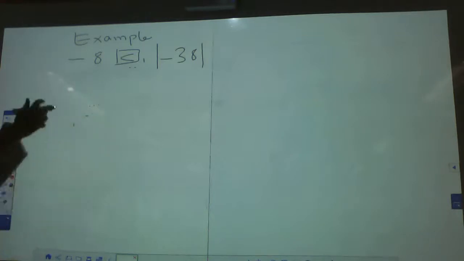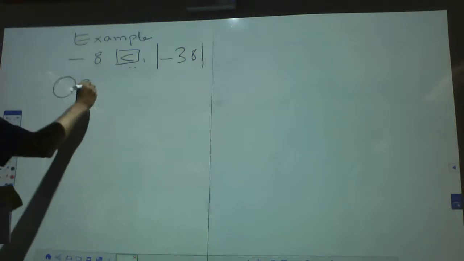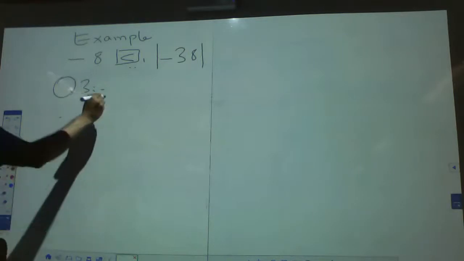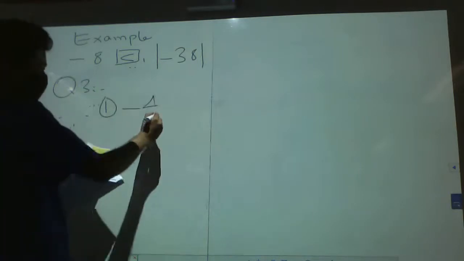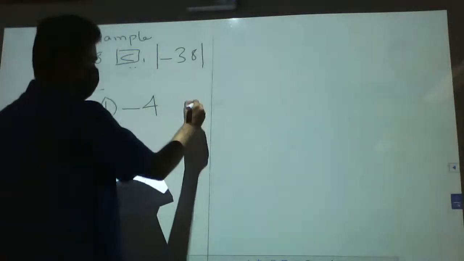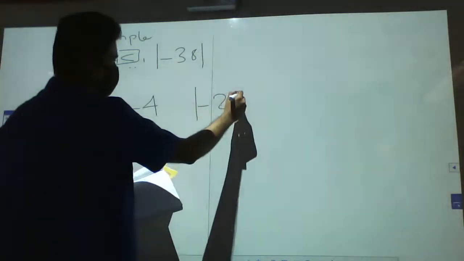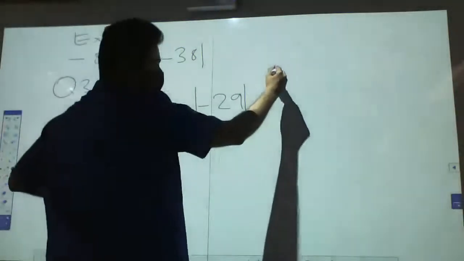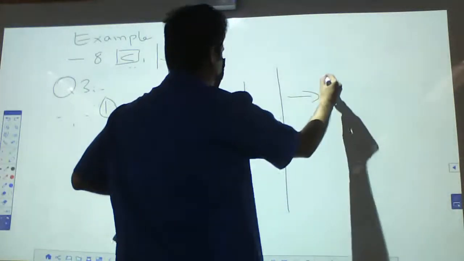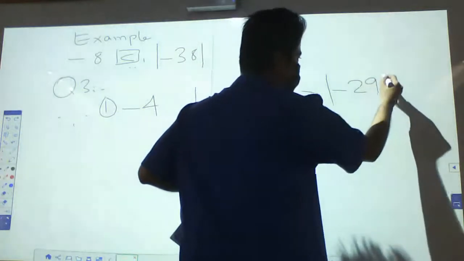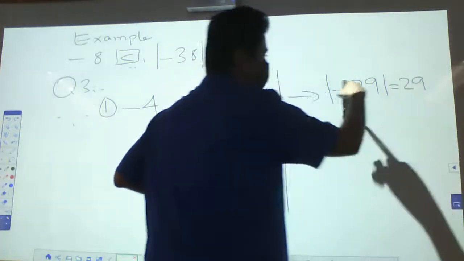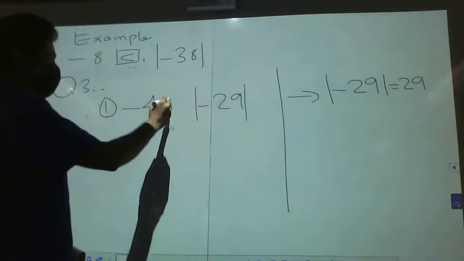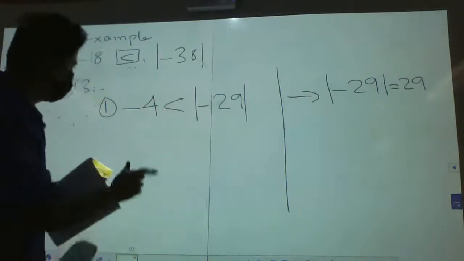Okay, so next, answers of your question number 3. Question number 3, number 1, it is -4, and here -29. So now, -4, it is smaller or bigger? Smaller, because we know already, I will write here the reason, because we know already -29 is equal to 29 because of absolute. So it is smaller, right?